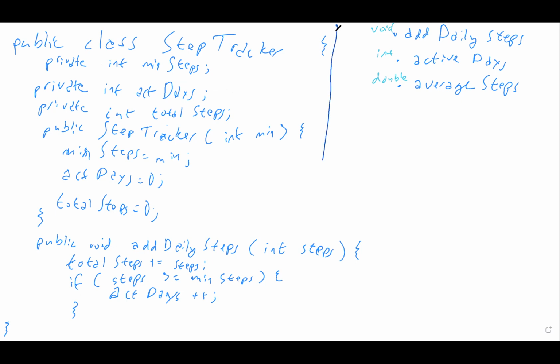I'm going to draw a little bit of a line. Move that curly bracket to the other side of the line. So let's write the active days method next. It's going to be a public int active days.